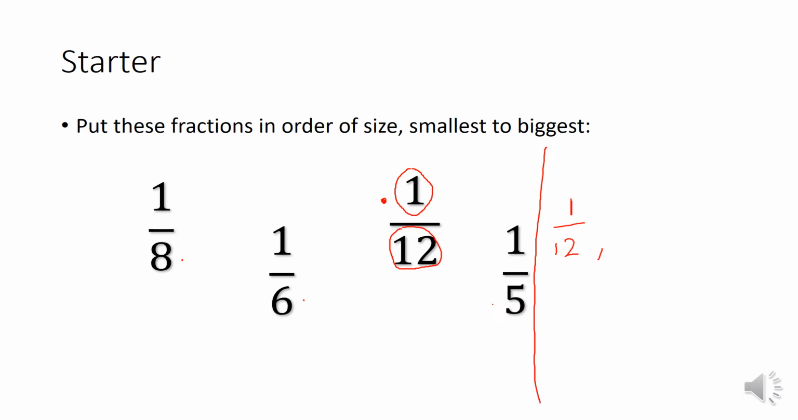Okay, going on to the next one. The next smallest, well, we can see that all of them have got one of each. So all we're looking for is which one we've split it into the most parts. So when the denominator is bigger, that's going to mean that the amount is smaller. So 1/8 would be the next smallest. Next one we've got 1/6, and the biggest one was 1/5. So that was what we were doing yesterday. We're going to go a little bit more advanced today now.